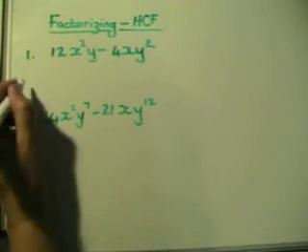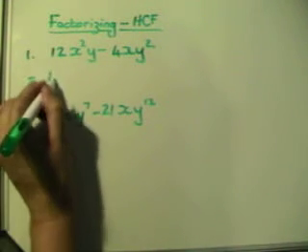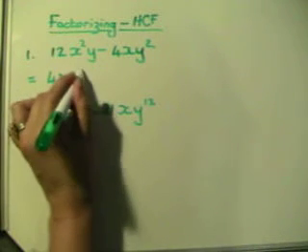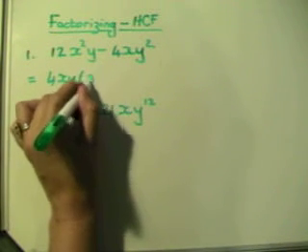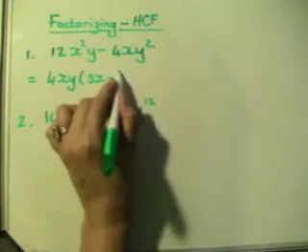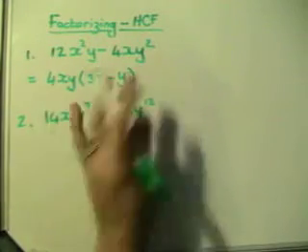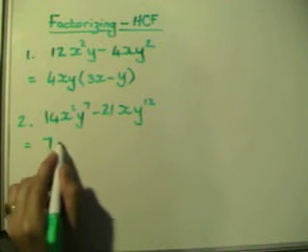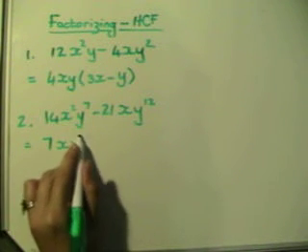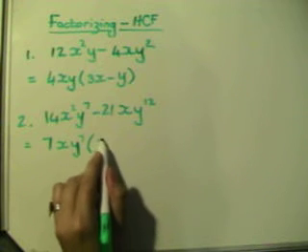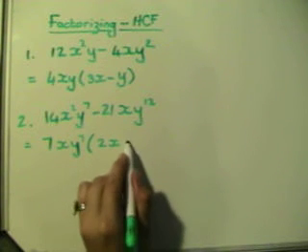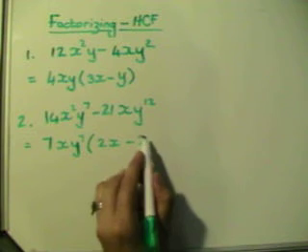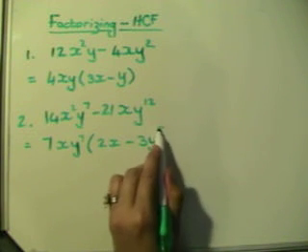So your answer should be 4xy times (3x minus y) for this one, and for this one your answer should be 7xy to the power of 7 times (2x minus 3y to the power of 5).